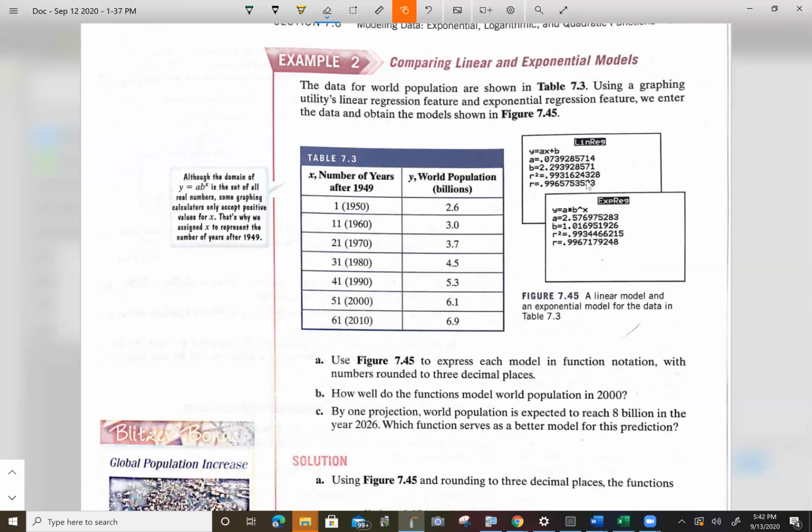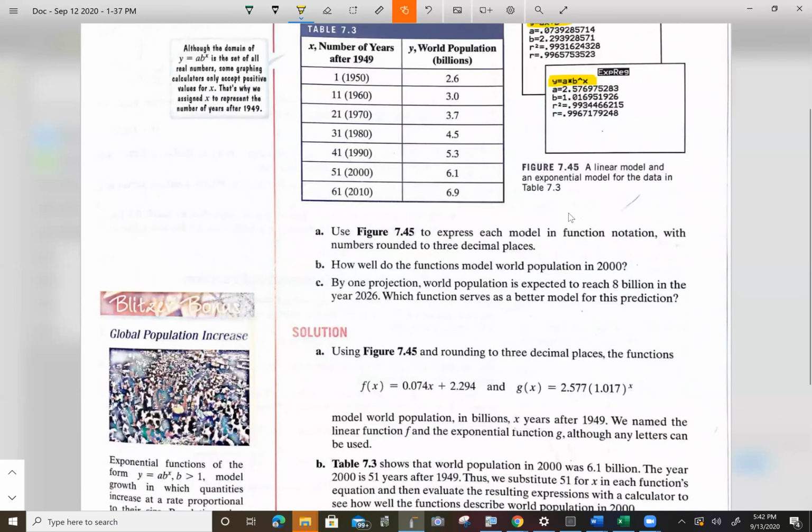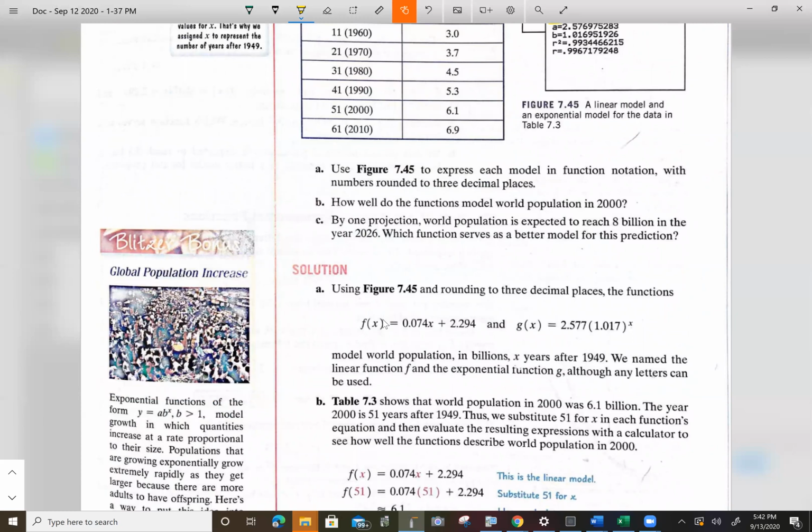so what they did is they entered this data into your calculator, and I don't think they need you to do it. I can teach you later if you want, but they were able to have the calculator say, hey, what would be a linear relationship for this data, and what would an exponential relationship look like for this data? And they come down and the calculator says, okay, if it was linear, this is what the function would be. And if it was exponential, this is what the function would be.